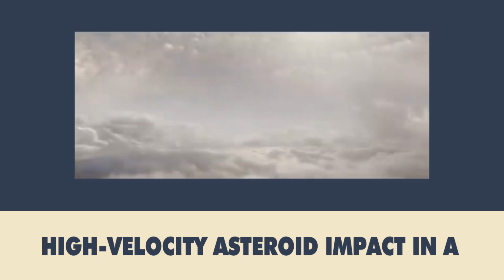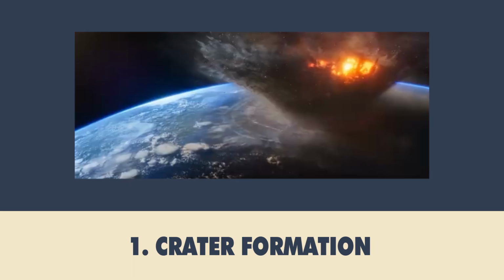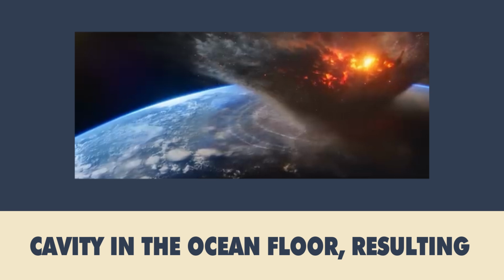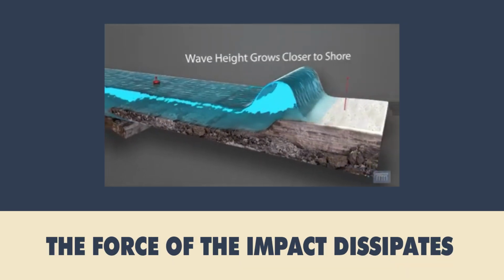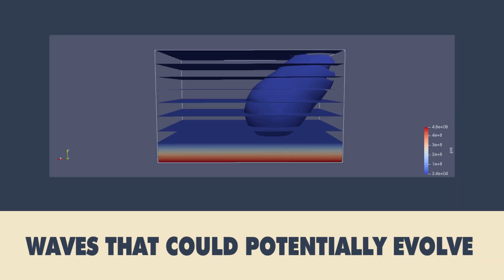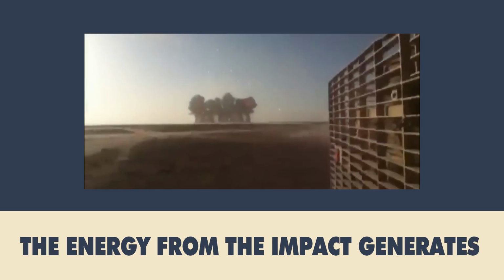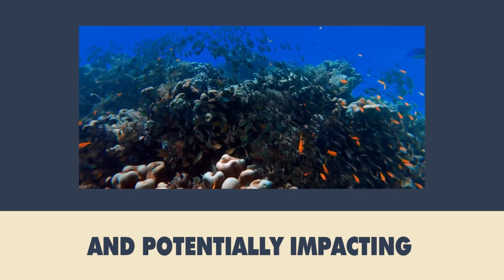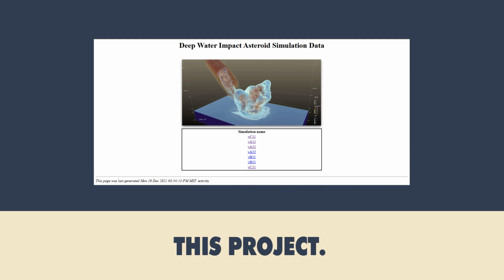Upon examining closer, the dataset used in this project simulates a high-velocity asteroid impact in a deep water environment, capturing three primary phenomena. Number 1. Crater formation. The impact creates a significant cavity in the ocean floor, resulting in complex crater structures. Number 2. Water displacement. The force of the impact displaces large volumes of water, generating waves that could potentially evolve into tsunamis. Number 3. Shockwave propagation. The energy from the impact generates shockwaves that travel through the water, influencing marine ecosystems and potentially impacting coastal areas. These phenomena form the basis of the visualizations created in this project.